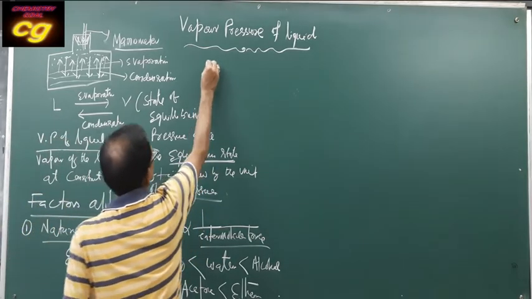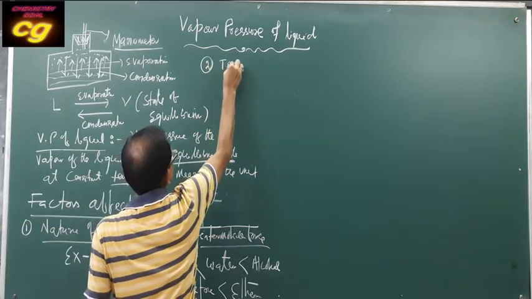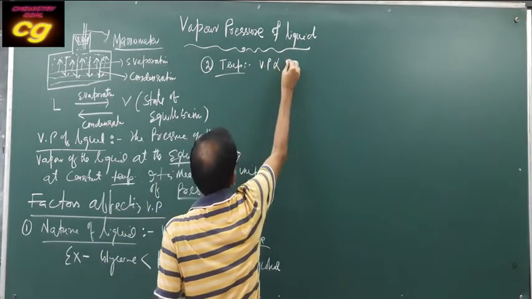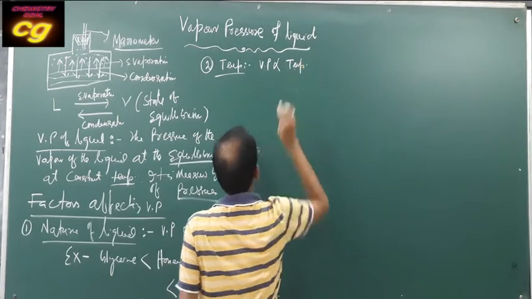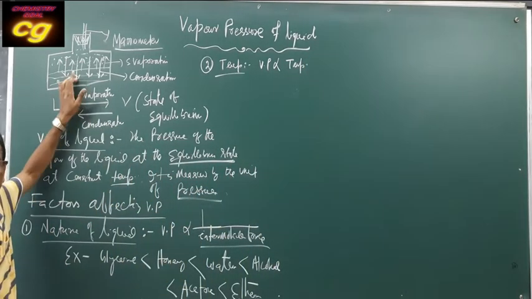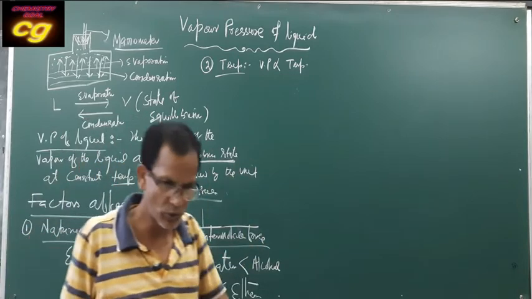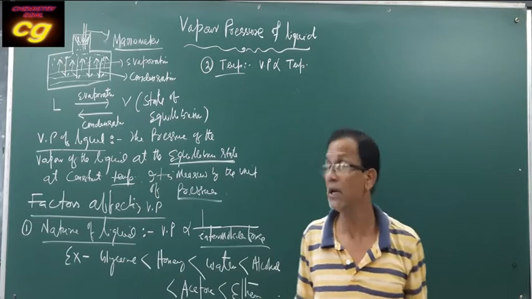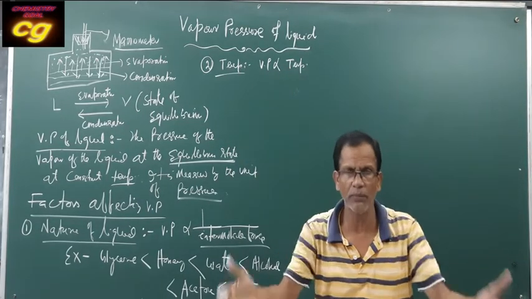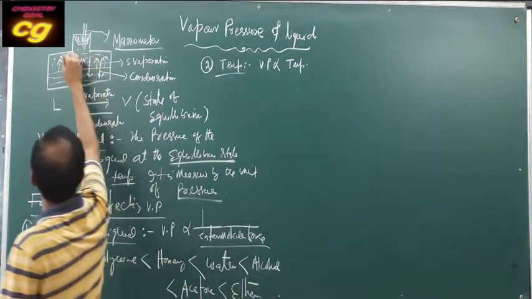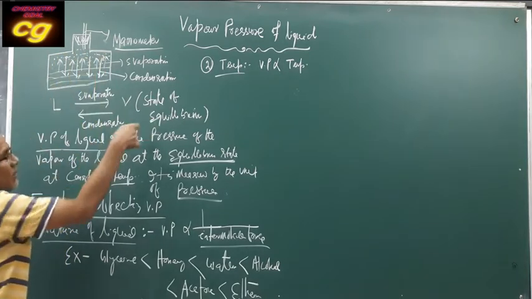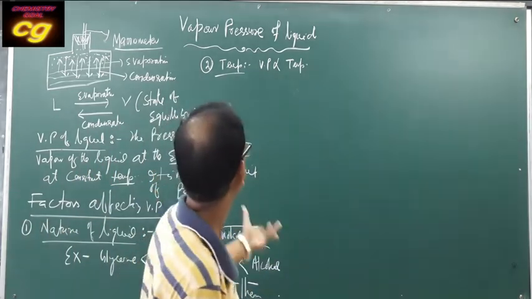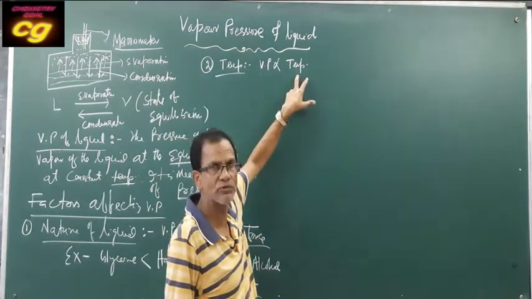The second one is temperature. Vapor pressure is directly proportional to temperature. When we are measuring the vapor pressure of a liquid, the temperature should be constant. At a particular temperature, the vapor pressure of a pure liquid remains constant. If you increase the temperature, the number of vapors will be more at the surface, then automatically the pressure will be more. If vapors are more, then pressure will be more. That's why vapor pressure is directly proportional to temperature.